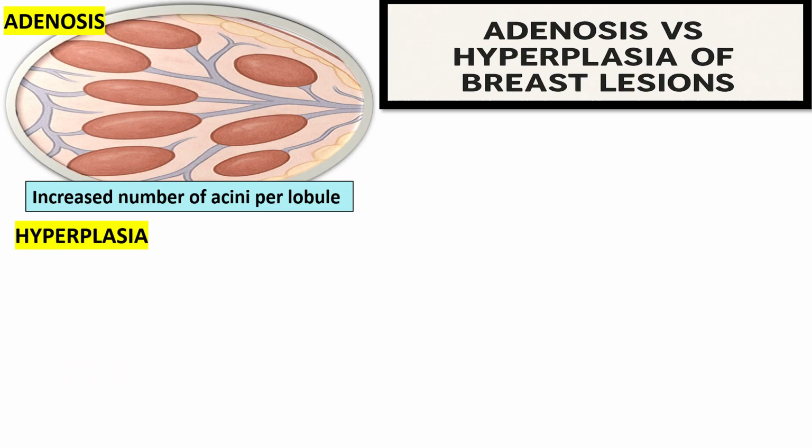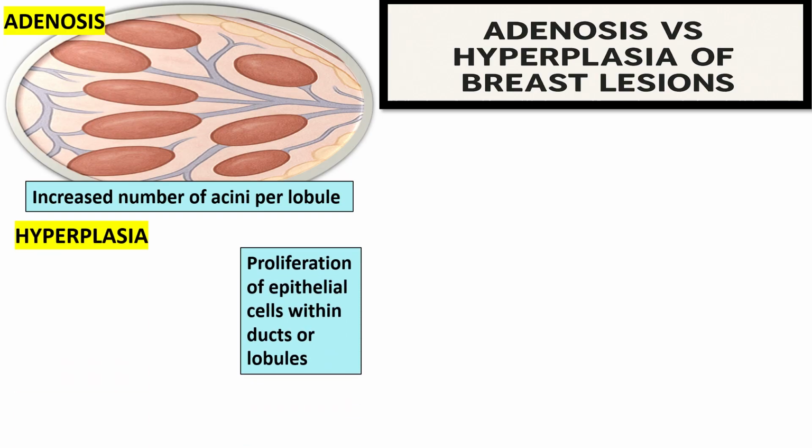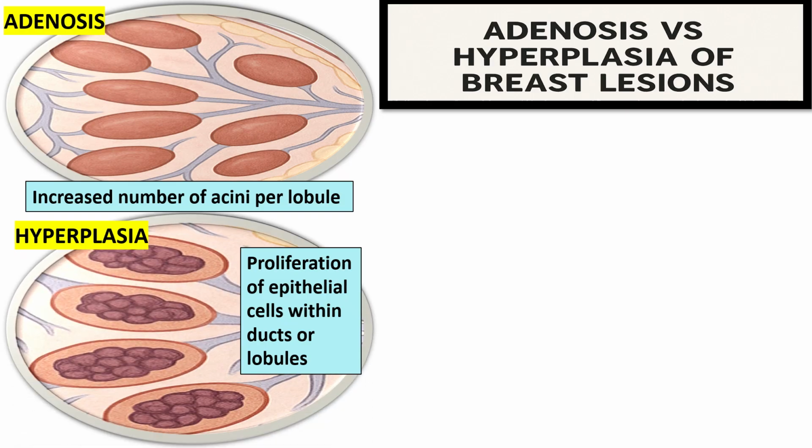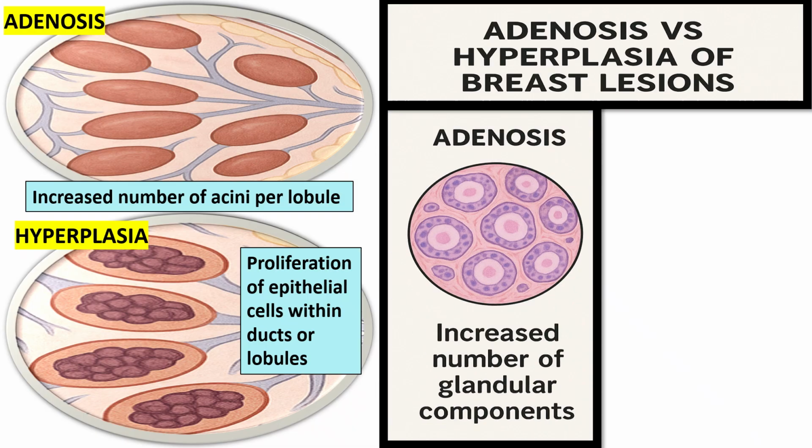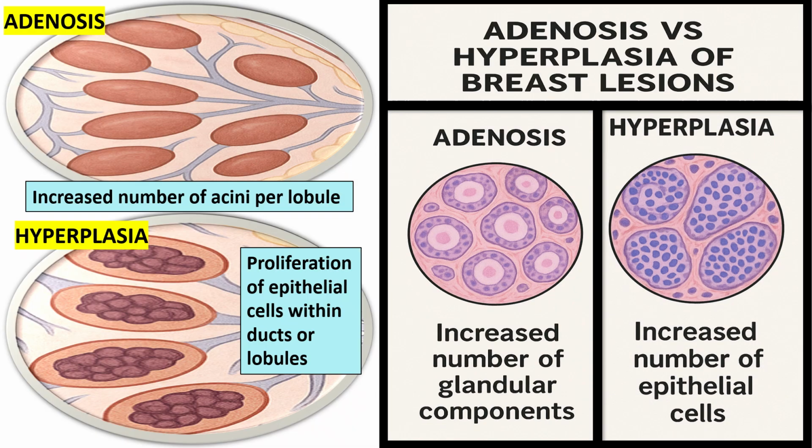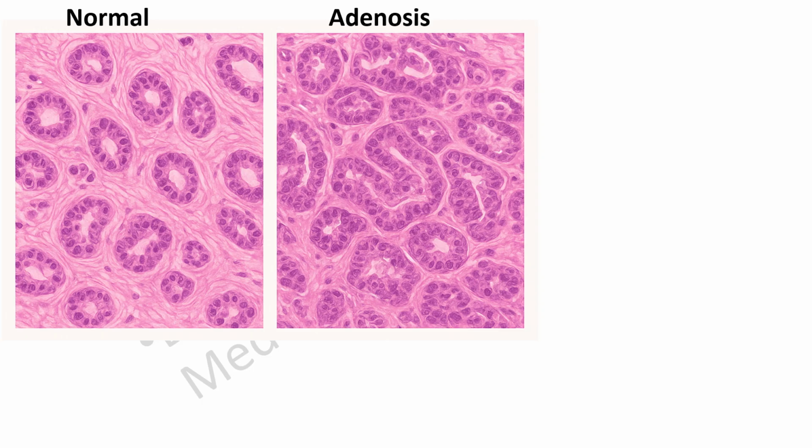In hyperplasia, what is happening? The number of acini remains constant, but there is increase in the number of epithelial cells within the ducts or lobules because of proliferation. As we can see here, number of acini remains constant, but the epithelial cells within the acini or duct will get increased. So adenosis is increased number of glandular components or acini, and hyperplasia is increased number of epithelial cells.